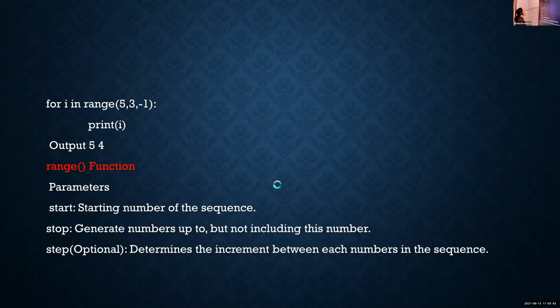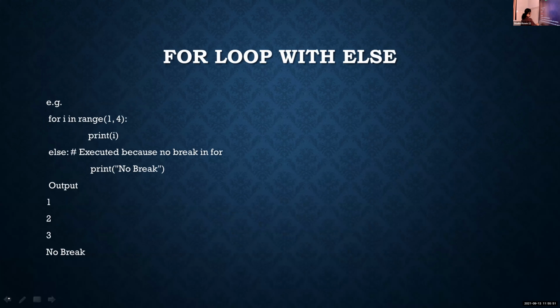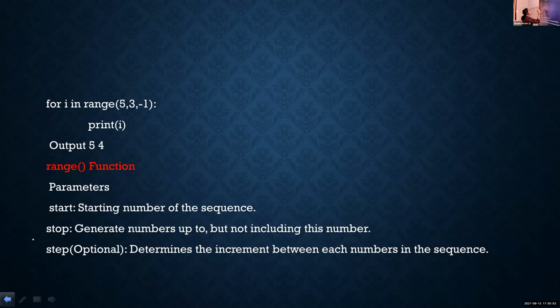Here, along with this for loop, I am using a separate function. This range is a function. This range is a built-in function. So we are using this range along with the for loop: range(5, 3, -1). Here, range is a built-in function.